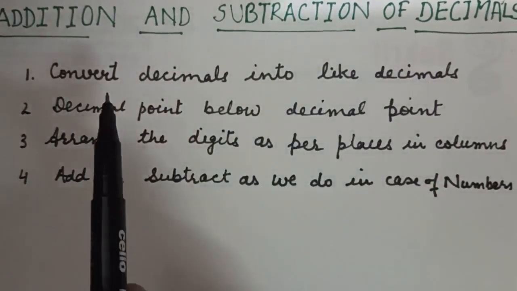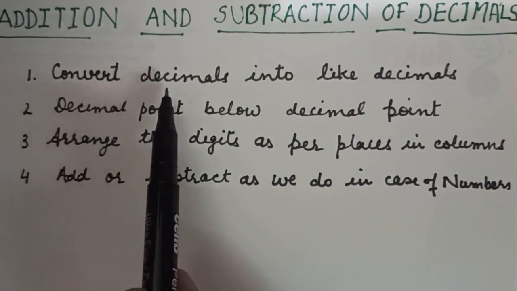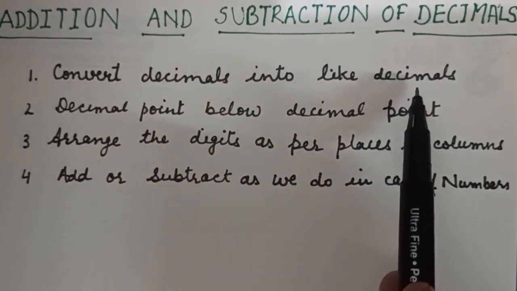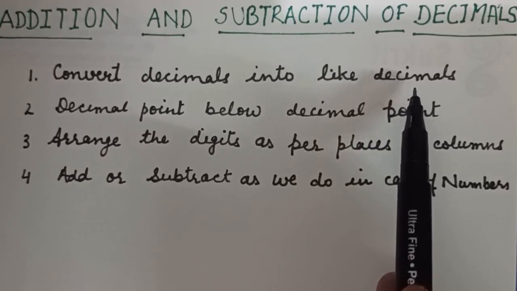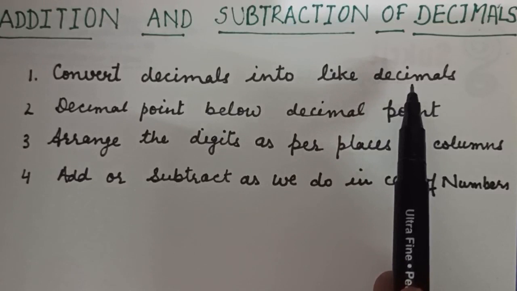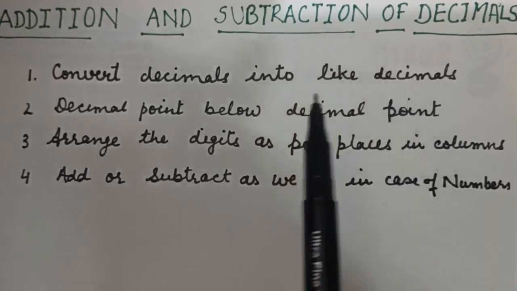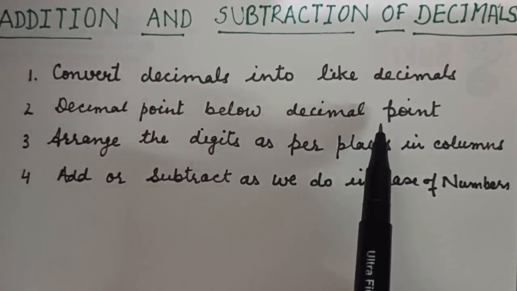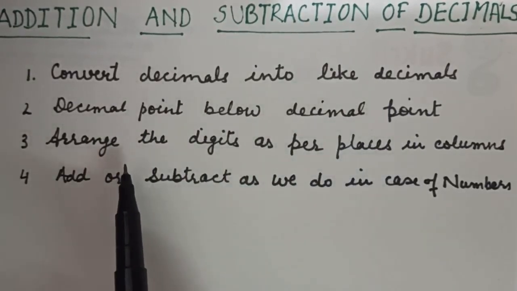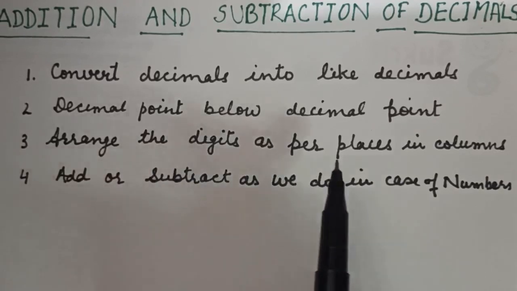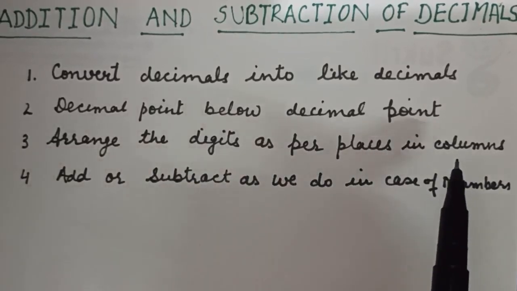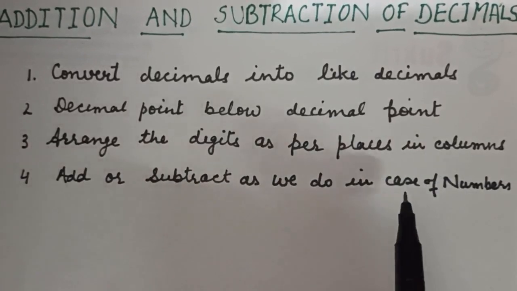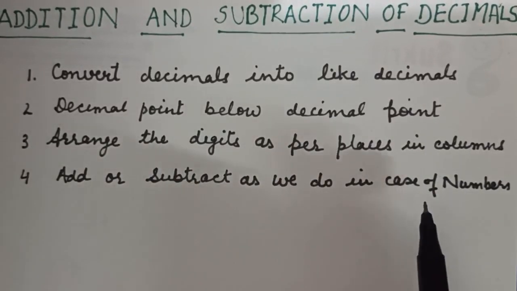First of all, we have to convert decimals into like decimals. We have discussed like decimals. Like decimals are the decimals which have the same number of decimal places. Second point is, we have to write the decimal point below the decimal point. And in the third point, we will write the digits according to their place values, and then we will add or subtract the numbers. Now we will discuss this with the help of examples.